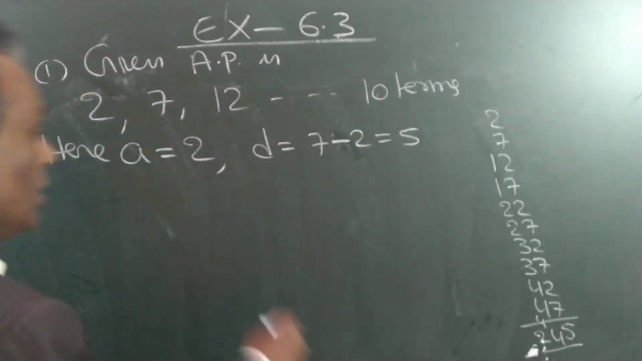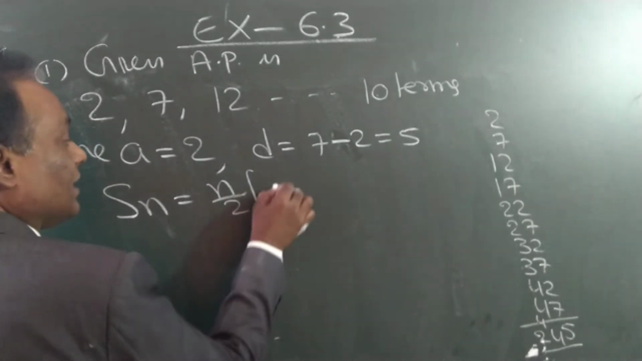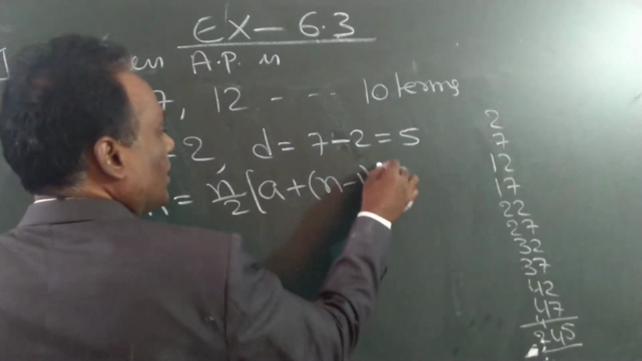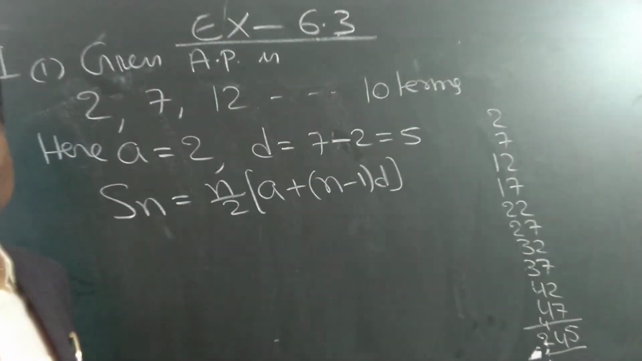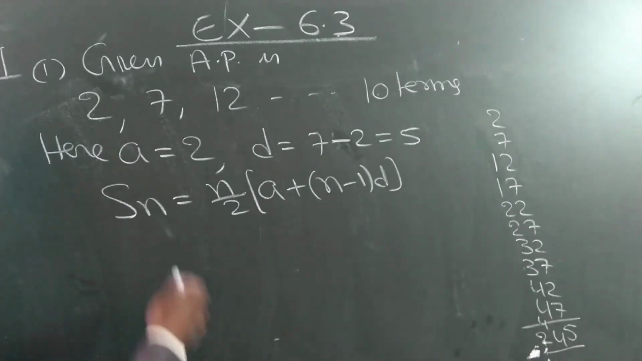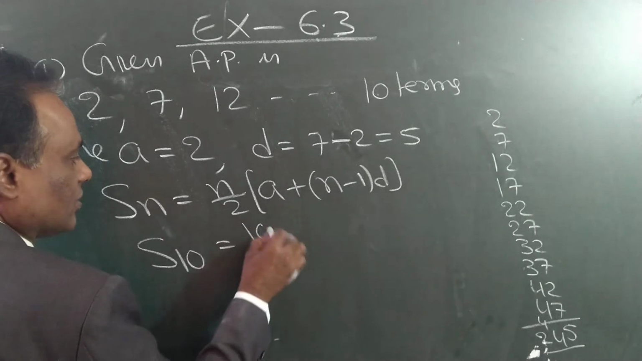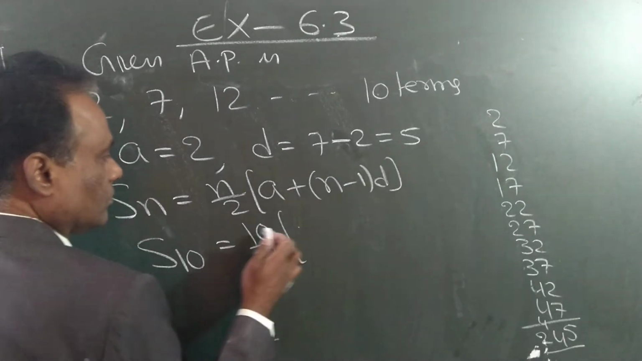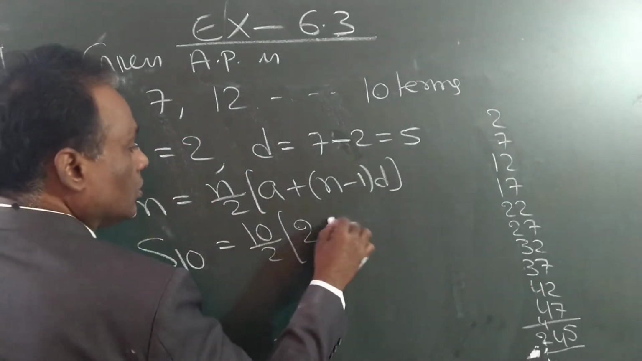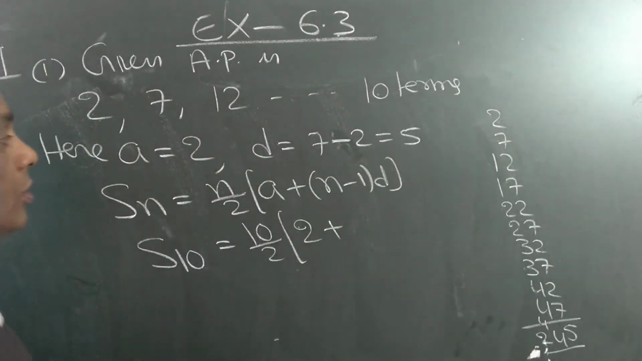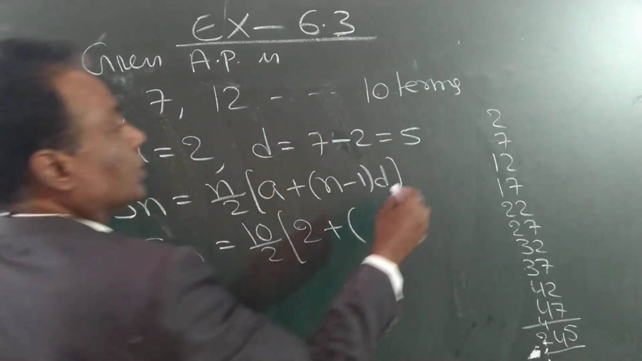What is the question? I am writing the formula here. What is the formula for the sum of an AP? This is the formula for the sum of any number of terms in an AP. Just now we derived it. But how many terms are there? 10. N is 10. A is 2. You write that also.